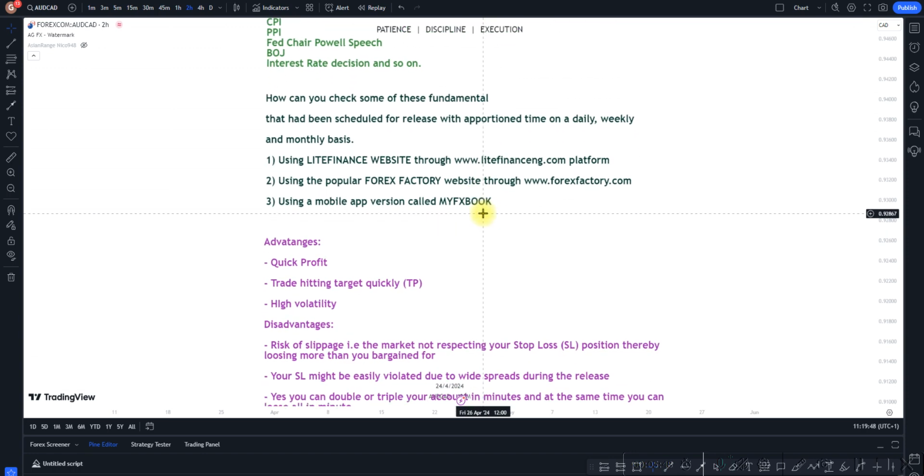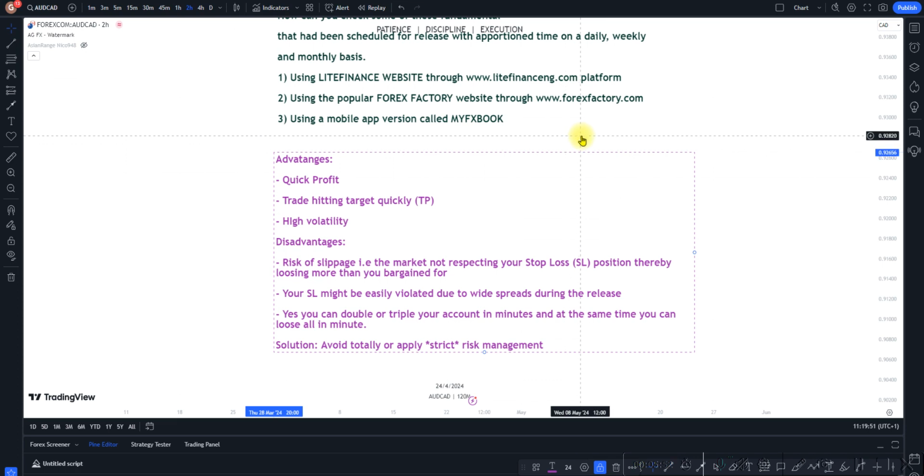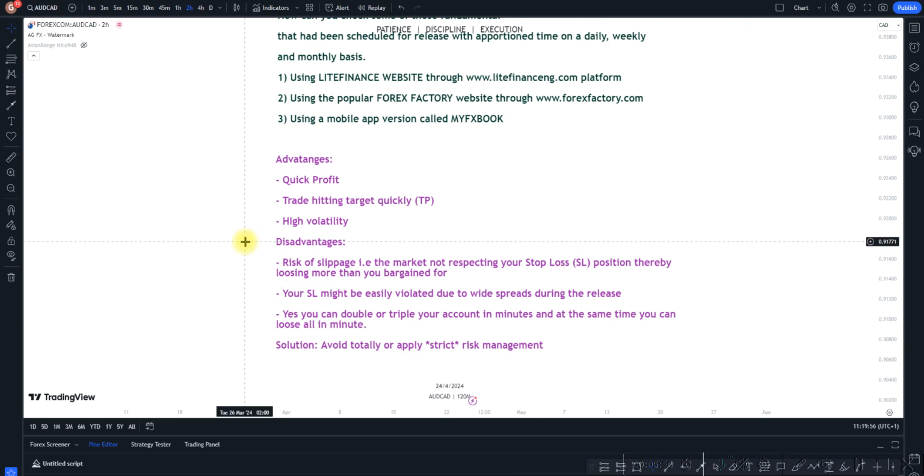Now, this fundamental analysis that we are talking about, we believe that it has its advantages and its disadvantages. So we need to tell us, as a newbie in Forex, what are the advantages of trading fundamentals and what are the disadvantages of trading fundamentals as well.